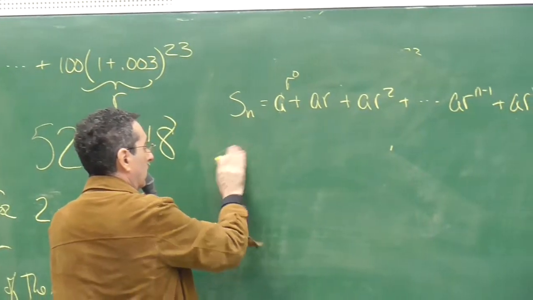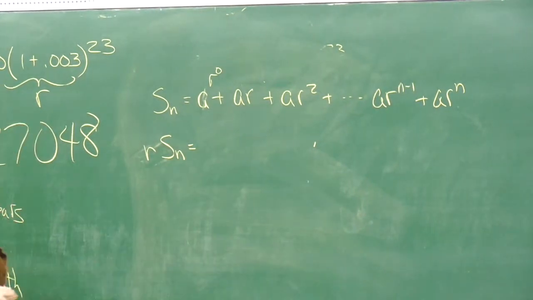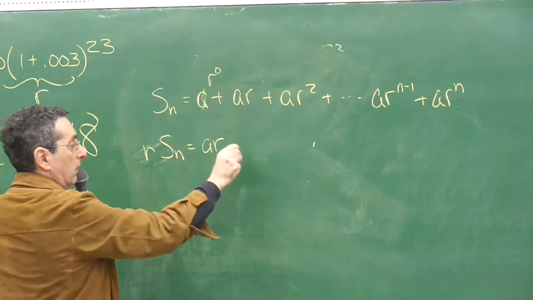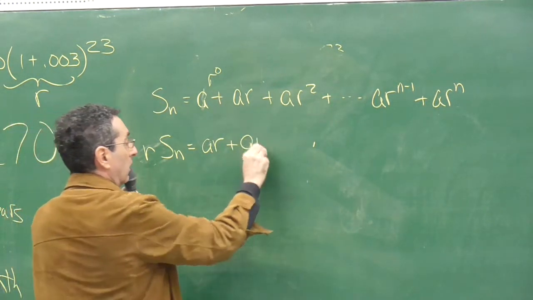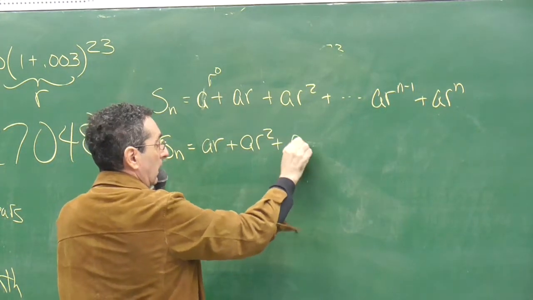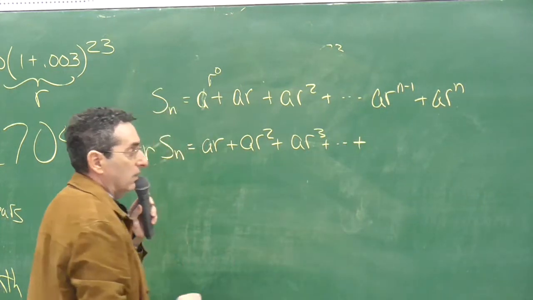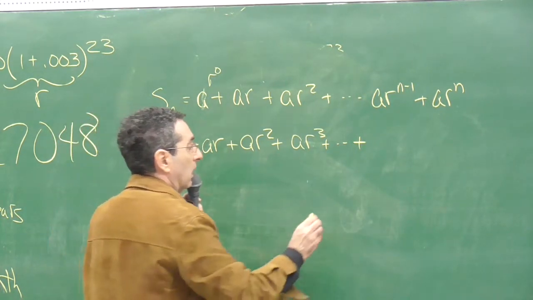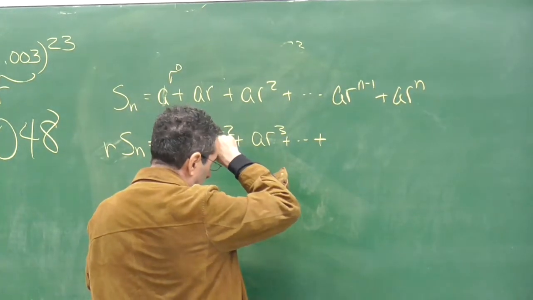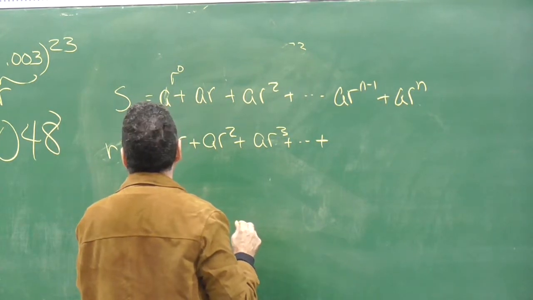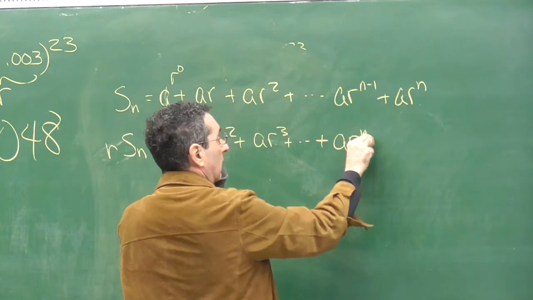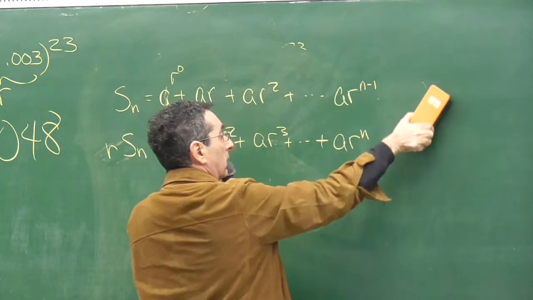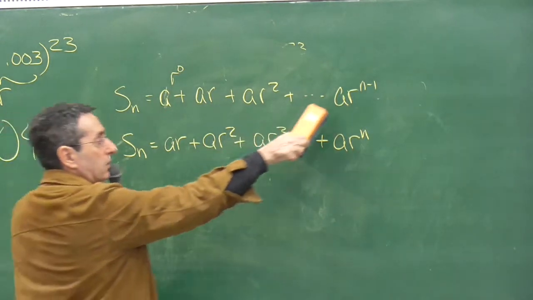So how about if I do this, what's that equal to? R times Sn. So what do I get? I get AR here for this one. What do I get here? AR squared. What do I get? AR cubed. What do I get next? I think I did this wrong. Maybe it's okay. Something's wrong. Anyway, I'll just keep going. AR to the n. Oh, I know what's wrong. I don't want this term. I only want that term. So if that's the last term here, then this is the last term there.